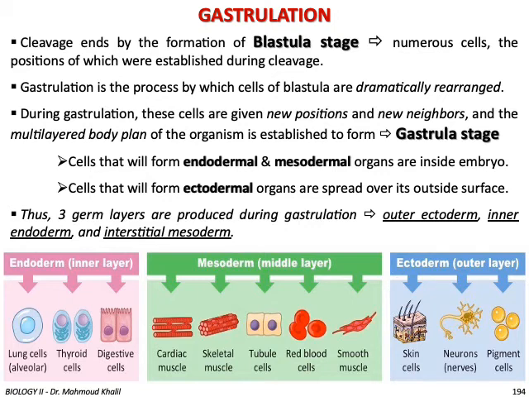From these three germ layers, you can see that lung, thyroid cells, and digestive cells arise from the endoderm. Muscles, tubule cells, and red blood cells arise from the mesoderm, while the ectoderm will give skin, neurons, and pigments. Of course, these are some of the derivatives of the germ layers.